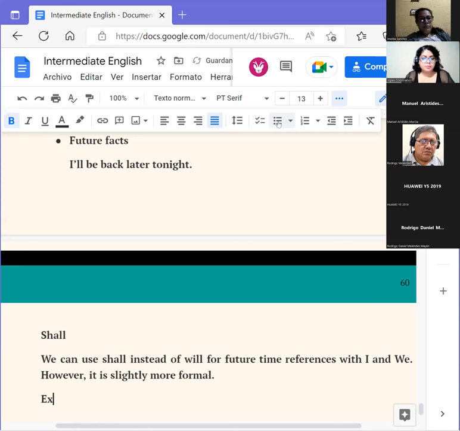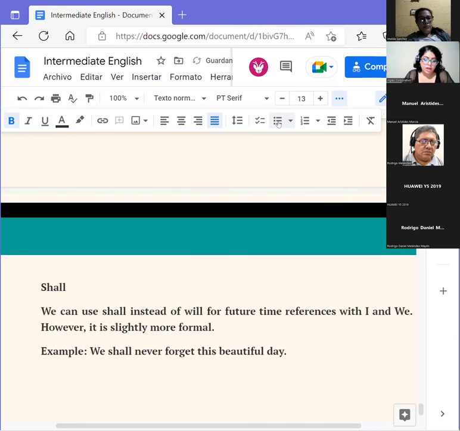And we have an example. And it says, we shall never forget this beautiful day. It's like we're saying we will never forget this beautiful day. It's the same, so we are just going to use shall instead of will. It is also common to use shall in questions to make offers, suggestions, or ask for advice.